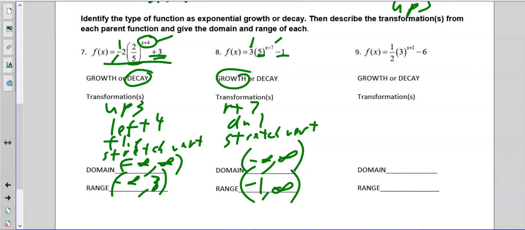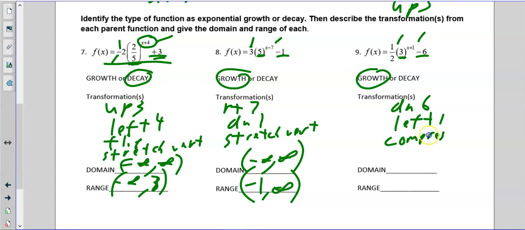There you go. And last but not least, this one has a base of 3, growth. The transformations, down 6. Inside lies, left 1. 1/2 means it compresses vertically. And since it's positive, it's going towards positive infinity. I almost did it again. I don't know what's going on with me. This never changes. And it's going towards positive infinity. And my, oops, this is -6 right here. And that's it.